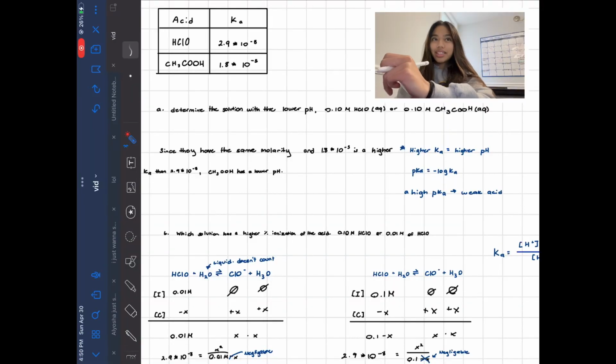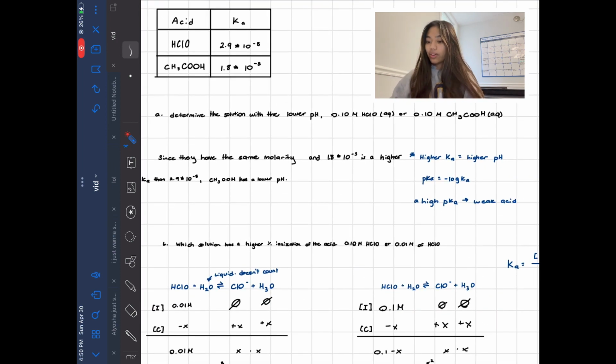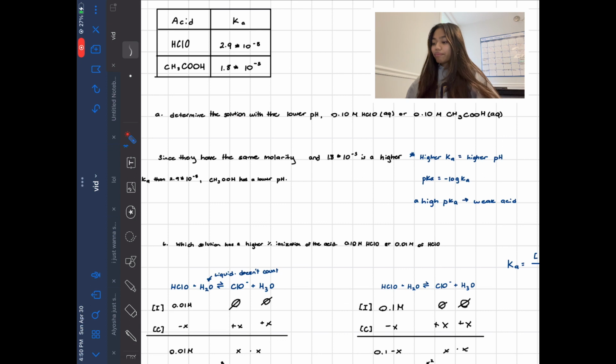So, our first question is about this Ka question with the acid HClO and CH3COOH. Our question is determining the solution with the lower pH, and we are given a 0.1 molar solution of HClO or a 0.1 molar solution of CH3COOH.